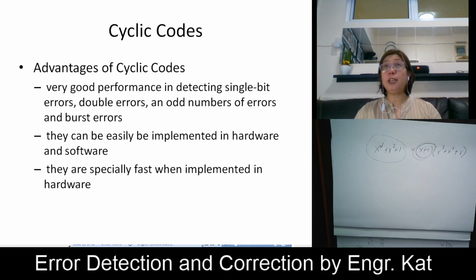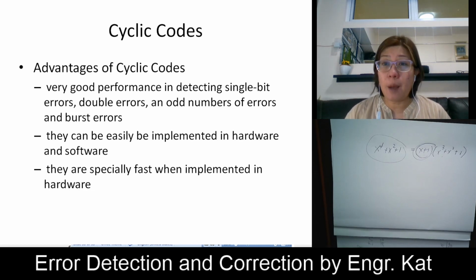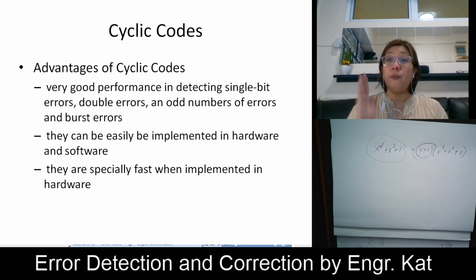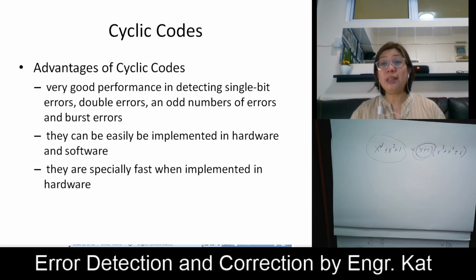We are not yet done with error detection and correction. This is just for the detection portion. We will still be having a part 2 of this video, in which we will be discussing the correction. In the detection, we are just trying to figure out whether there is an occurrence of an error. We are not yet correcting the error. So the next video will discuss another type of error detection code, which is checksum, and at the same time, we will be discussing error correction techniques.